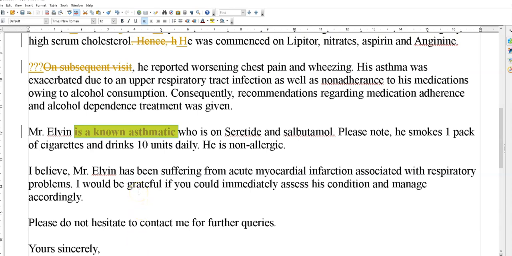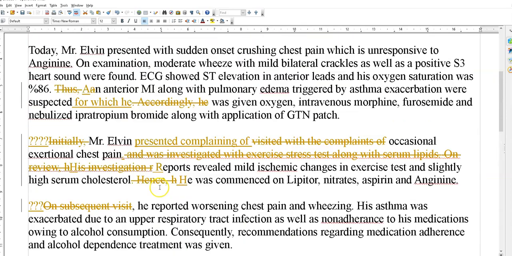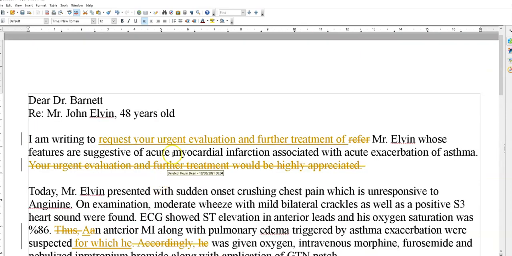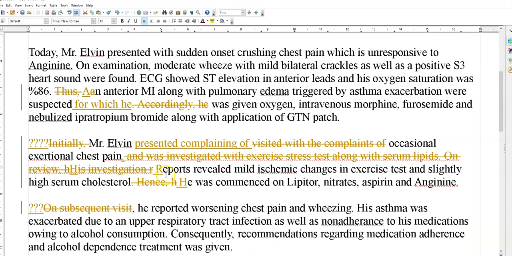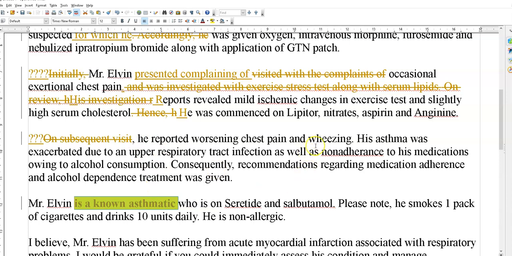So you could say, what could we say? I would be grateful if you could immediately assess Mr. Elvin. My diagnosis is acute myocardial infarction or something such as that. I would be grateful if you could immediately assess Mr. Elvin for acute myocardial infarction, etc. So you could maybe change that a little bit. So, now, as I said, it's not bad. It's a little bit lengthy. So we could cut that down. I don't think we could really cut that down.